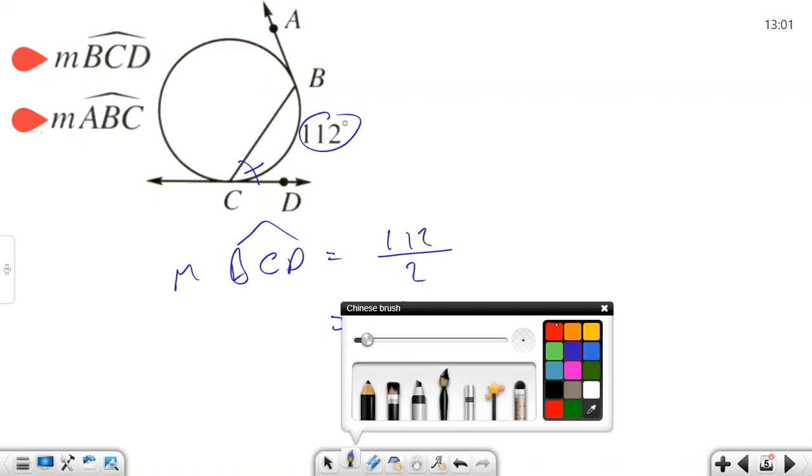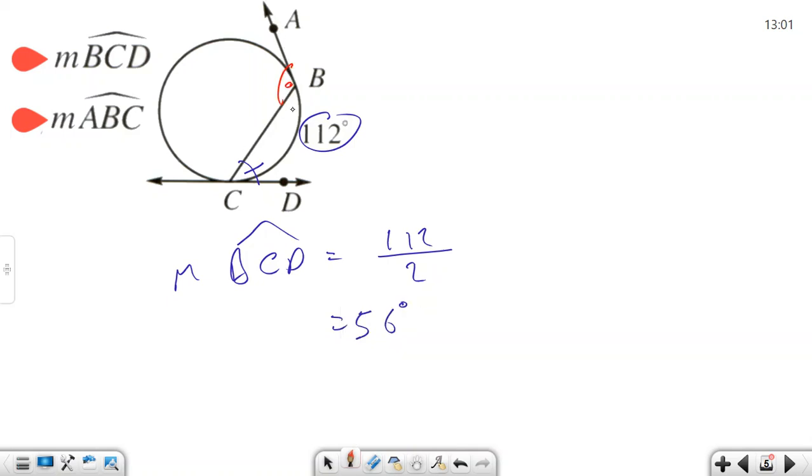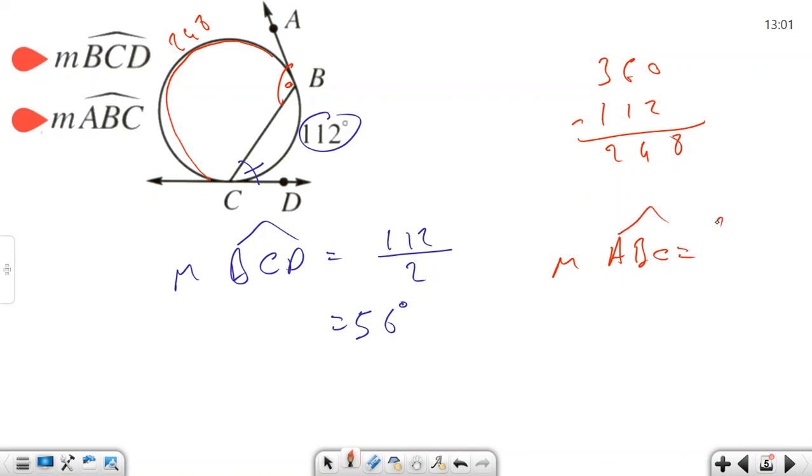Again, AB is tangent and it asks for angle ABC. How can I calculate this angle? If this arc is 112, then the other side of the circle is 360 minus 112, which is 248. So the measure of angle ABC is equal to half of 248, 248 divided by 2, which is 124 degrees. That's all.